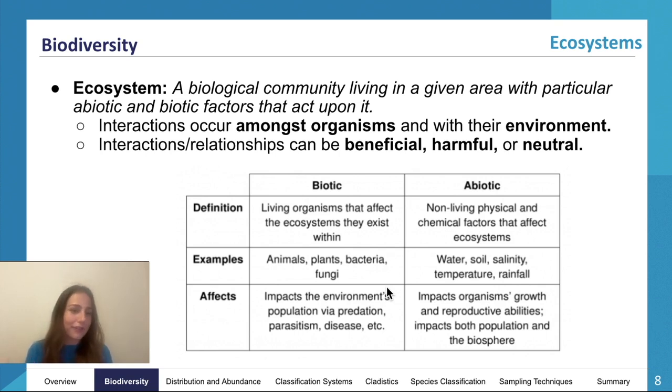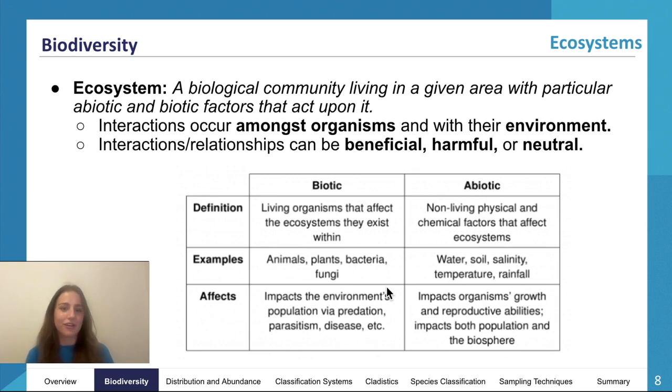We call the living things that interact biotic factors, and the ones that don't live, that are non-living, abiotic factors. You're going to hear me use those terms quite a bit, so it's a good thing to keep in mind. Biotic, living. Abiotic, non-living. We'll start by taking a look at the first one, biotic factors.